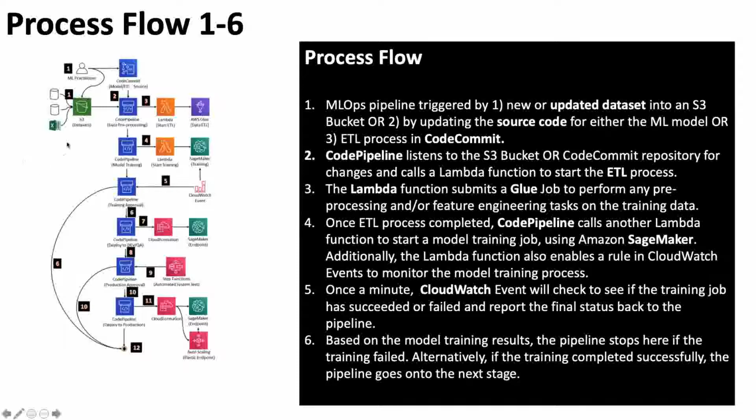So if I go to step 1 here, how do you trigger the pipeline? The trigger can be 3 things. One is you have new data. In fact, two things in number 1: either you have a new data file or you have an updated data file. Somehow you have to detect it and use it as a trigger. Secondly, it can be a source code change. It can be either the model Python code or maybe your Glue job to run ETL in code commit.